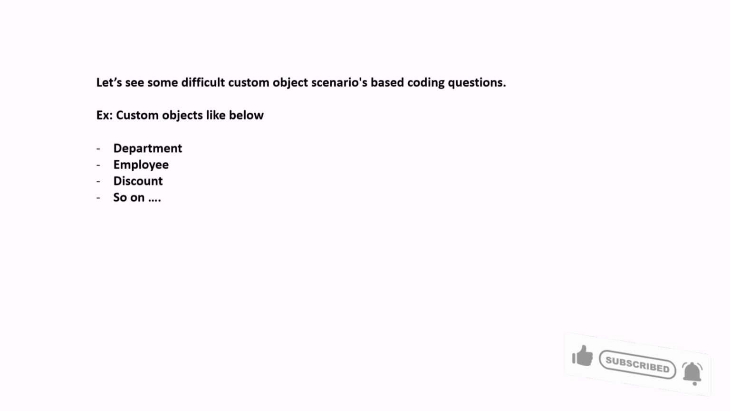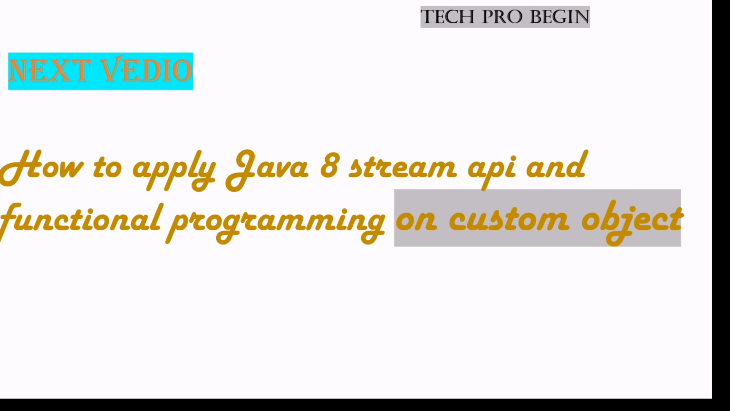Now in this presentation, let's see some difficult custom object scenario based coding questions. Till now we have implemented Java 8 Stream API on predefined data types like integer, string, double, etc. But in real time projects we deal with real time objects that we call custom objects. Real time applications means like bank applications or e-commerce applications like Flipkart, Amazon, and many more applications that we use in our day-to-day life.